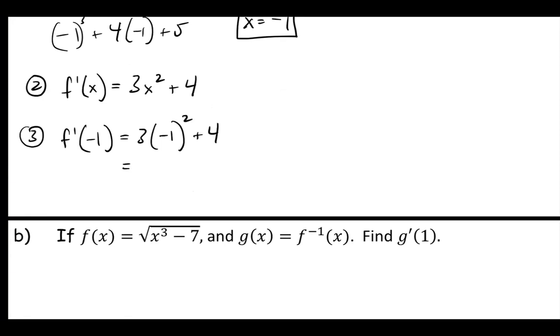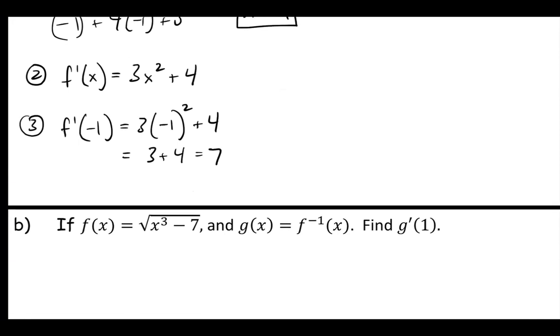Okay, so -1 squared is 1. 3 plus 4 equals 7. What does the last step say? Flip it. So if I flip 7, what would I get? 1/7. Done.